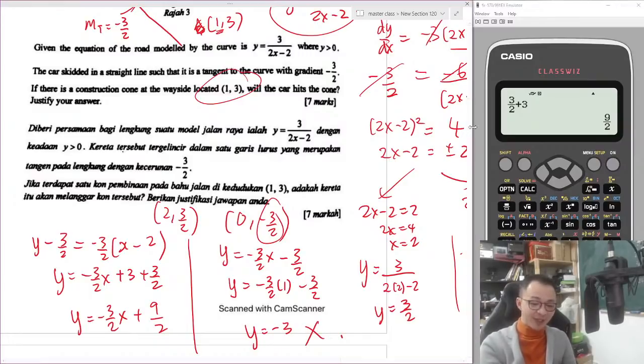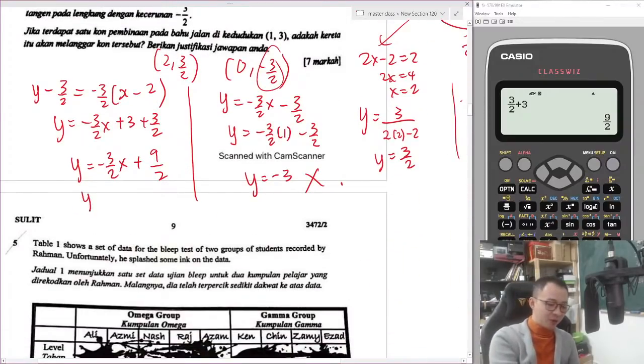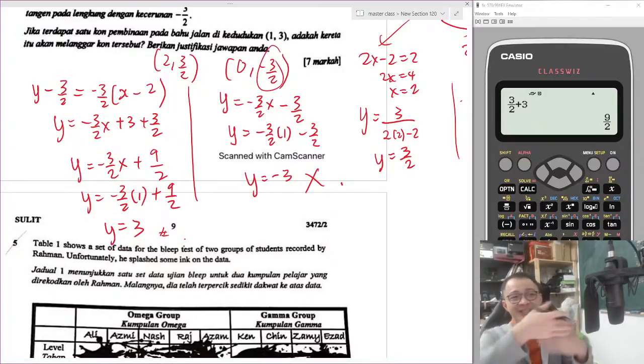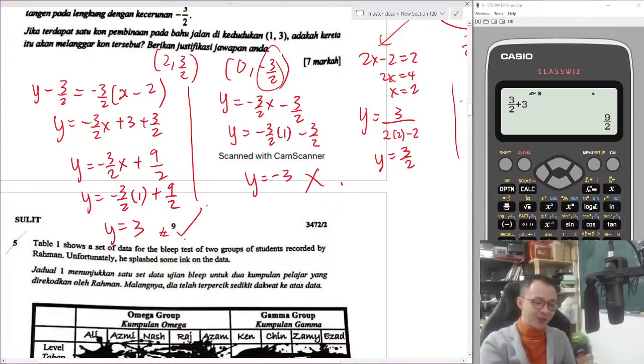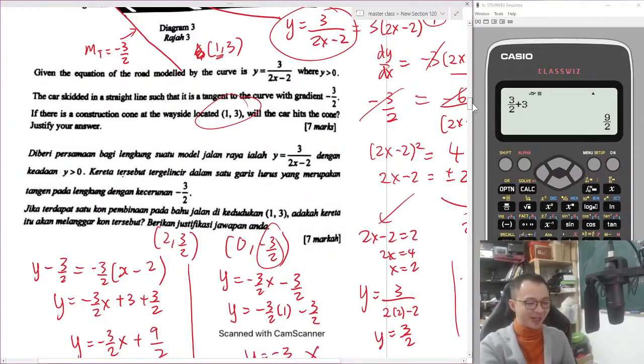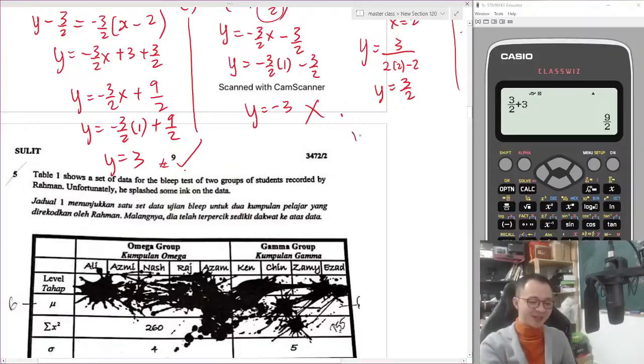Alright, then I will sub into the second equation. When x equals 1, I will get 6 over 2, right? y will equal 3. Then yes. Because when I sub in 1, I get 3, it basically means the cone is on the straight line. So therefore, I will just use this one. The question asked, will the car hit the cone? So I will say yes, the car will hit the cone.